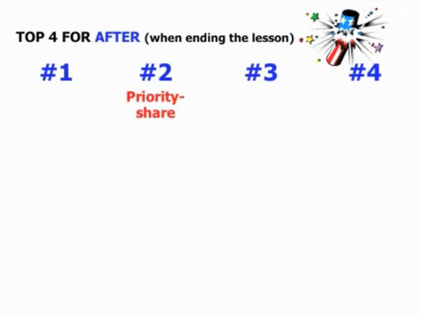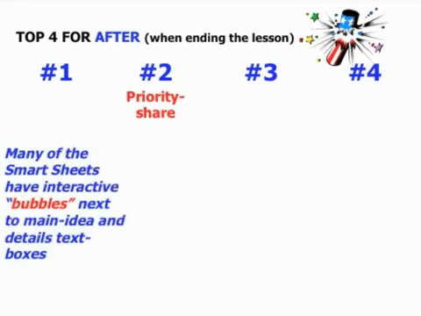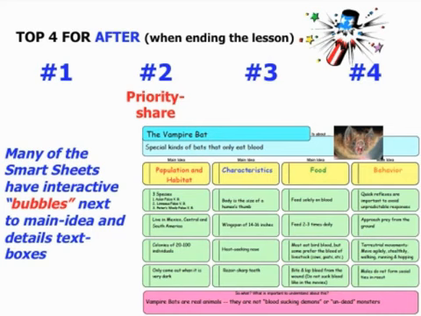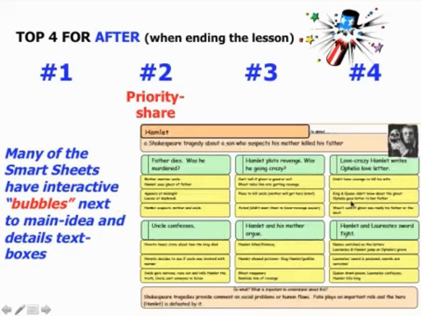The second of my top 4, down to number 2, is priority share. I really love this activity. It's similar to the third one, but it's a little more involved. And so, for example, many of the smart sheets have bubbles on them next to the main idea and detailed text boxes. So if you look in these little spaces here, these little blank spaces are the bubbles that I'm talking about. And so, for example, on this one, that would be these bubbles.